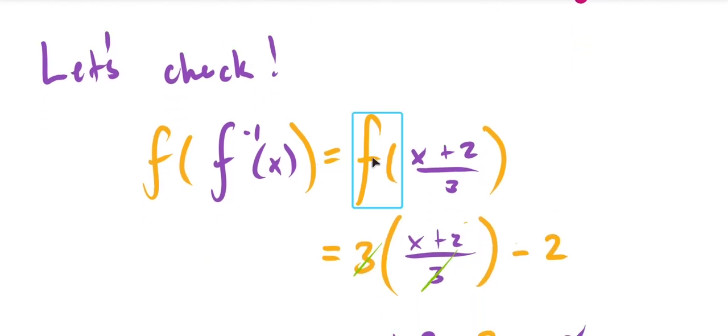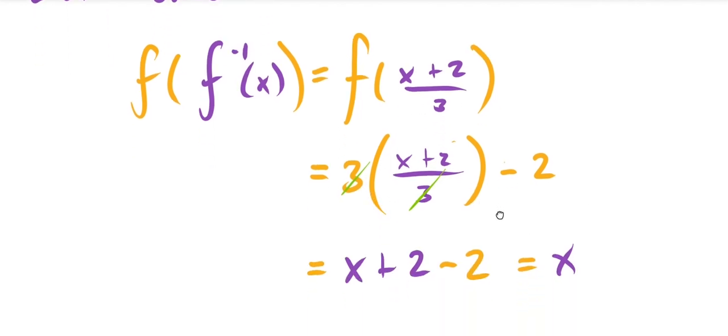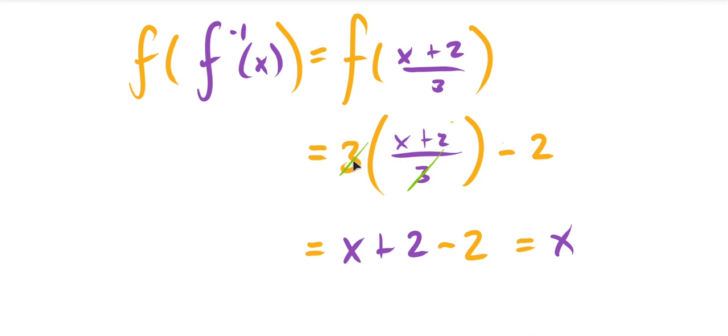If I plug that into f, well, what was the rule? What are the rules for f? It was times it by 3 and then minus 2. So if I times by 3, that's going to cancel with this divided by 3. And then minusing by 2, that's going to cancel with the plusing by 2. And that just gives us x. So that's it. That's the inverse.